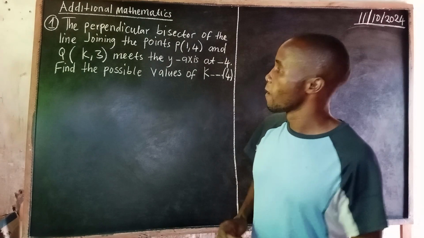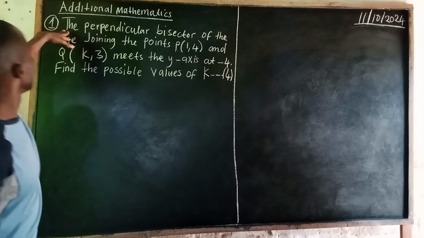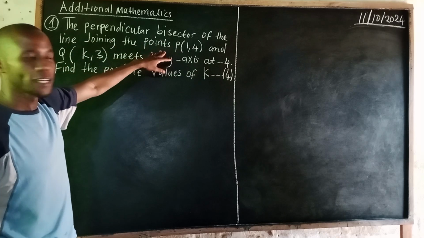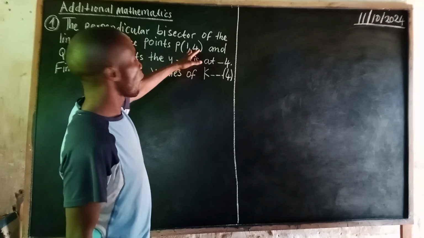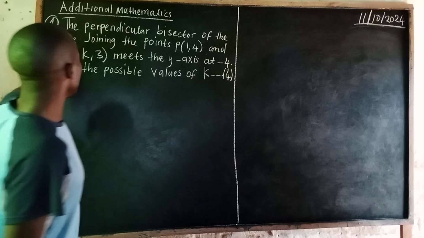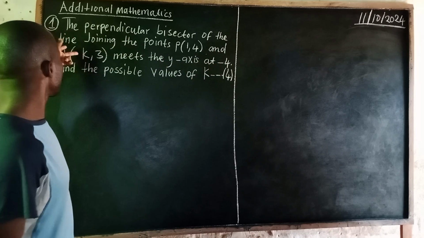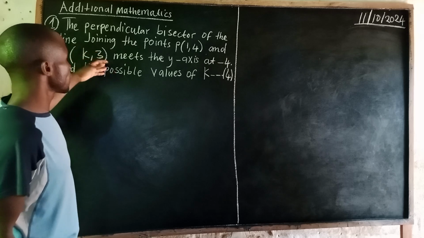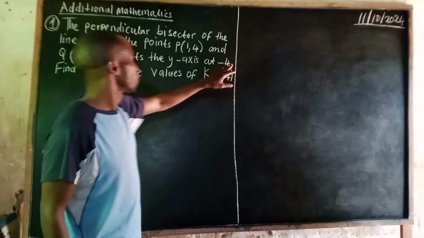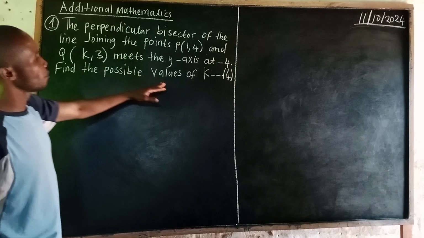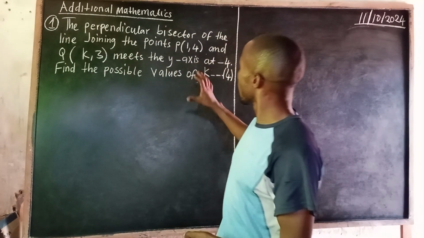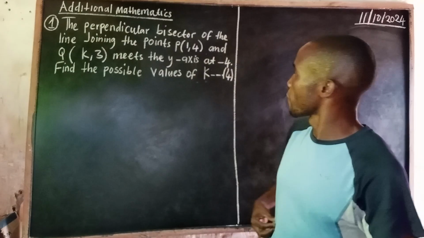The question says, the perpendicular bisector of the line joining the points P(1, 4) and Q(K, 3) meets the y-axis at -4. Find the possible values of K. This is 4 marks. So this is how questions come in paper 1, additional mathematics.